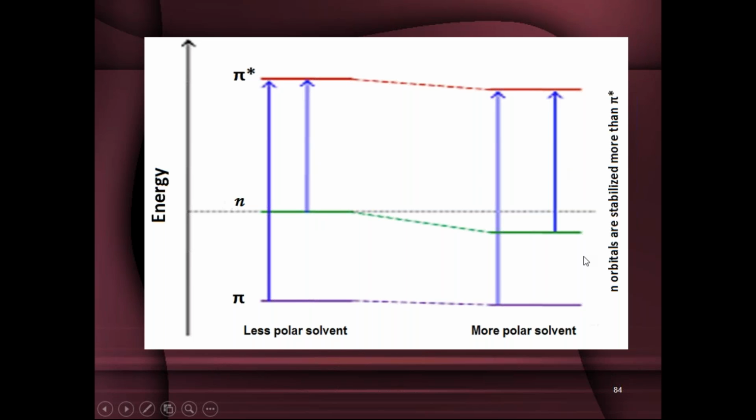So when the polarity of the solvent is increased, the n-pi star band will show a shift to shorter wavelengths. Because the energy required is more, the wavelength would be shorter. That's why we see a hypsochromic shift for the n-pi star transition on increasing the polarity of the solvent. The n orbitals are stabilized more than the pi star orbital in the n-pi star transitions. I hope this is clear now.